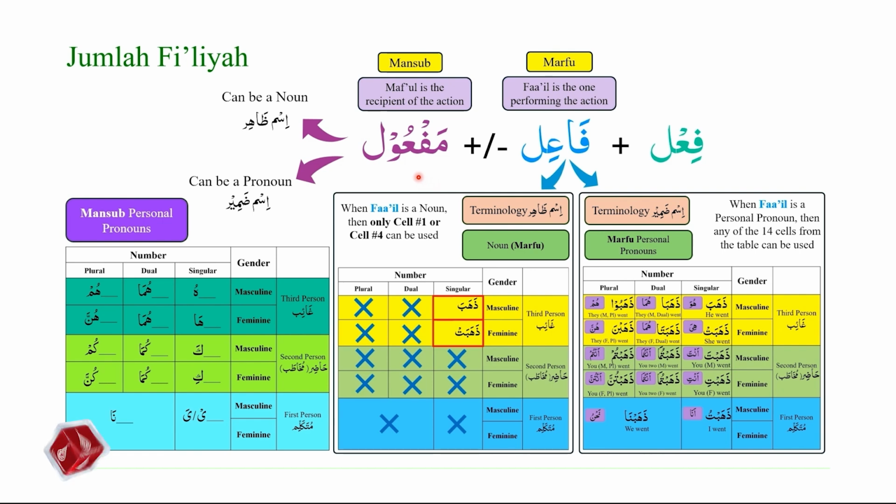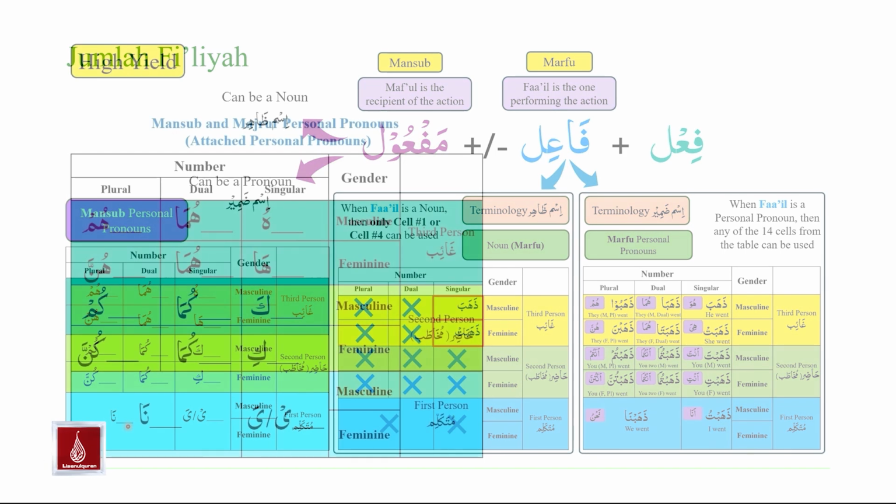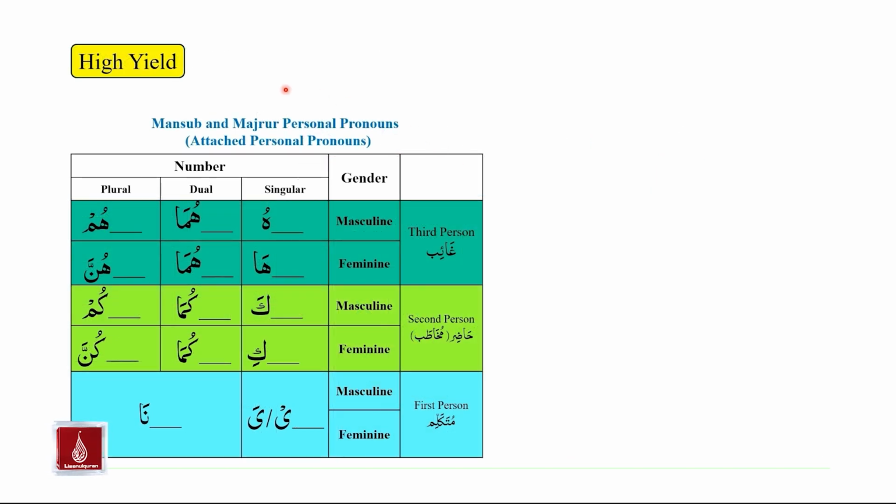To indicate Maf'ul as a personal pronoun, we will need to use mansoob personal pronouns, so we will refer to our mansoob personal pronouns chart. Hu, huma, hum, ha, huma, hunna, ka, kuma, kum, ki, kuma, kunna, ya, na. Please note that the following pronouns are both mansoob and majroor personal pronouns: hu, huma, hum, ha, huma, hunna, ka, kuma, kum, ki, kuma, kunna, ya, and na.